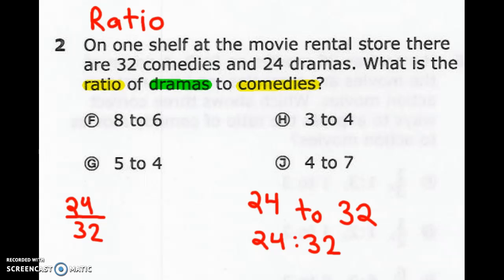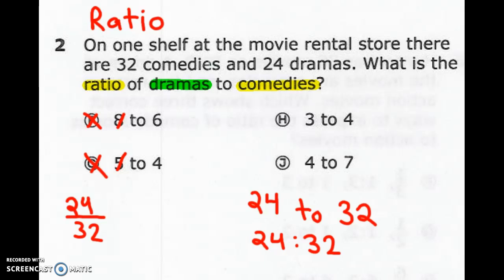So in letter F, 8 is not the smallest. F is wrong. Letter G, 5 is not the smallest. G is out. H, 3 is the smallest. H could be my answer. Letter J, 4 is the smallest. J could be my answer.